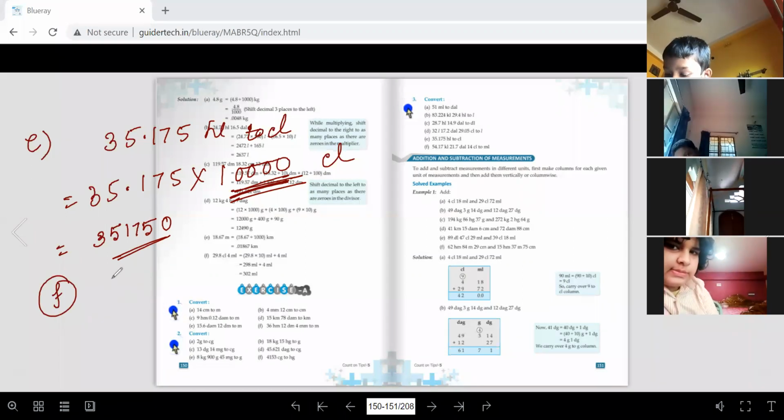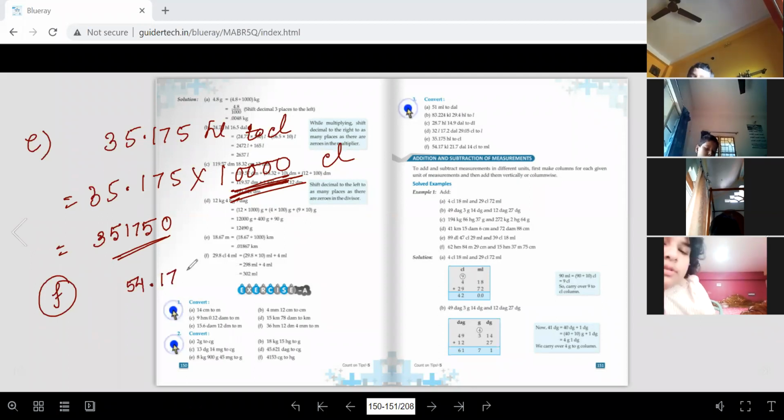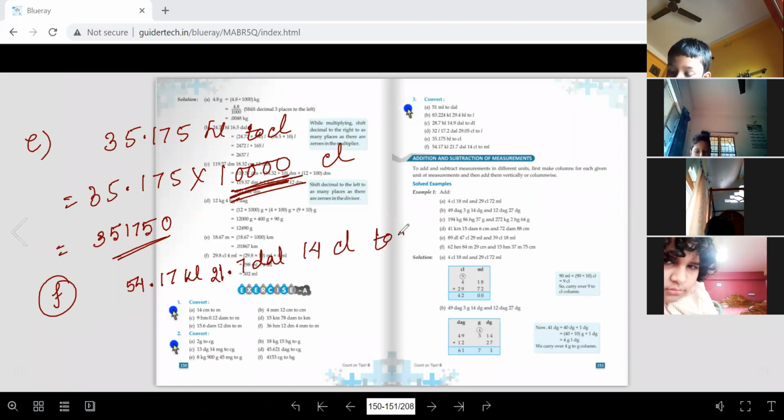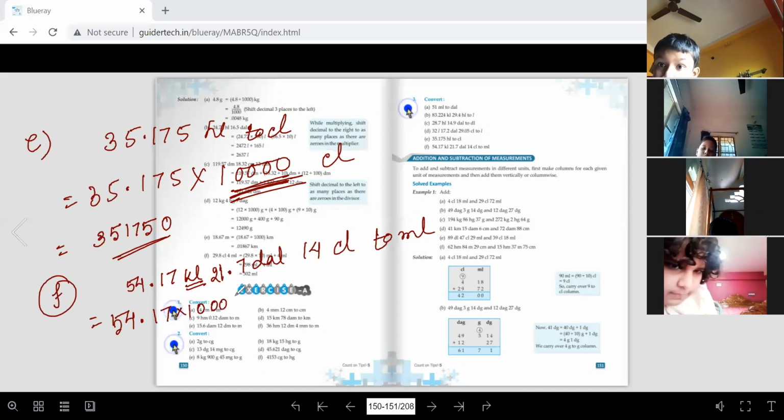Orghodeep, can you say, Orghodeep or Yash? Anybody? Number F. 54.17 kiloliter, 21.7 decaliter, 14 centiliter, 2 milliliter. That means just kiloliter to milliliter. Say this one. There will be six places. Exactly. It will be 10 lakh.